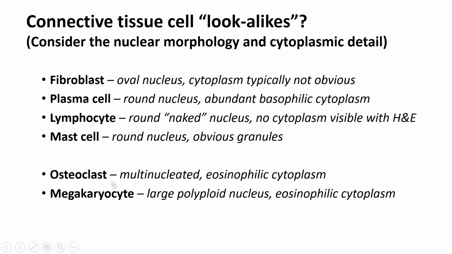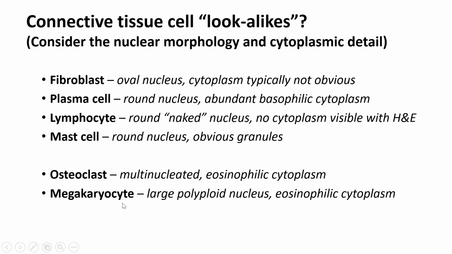Finally, I included these other two cells that could be seen together. If we're looking at a bone marrow, if we're looking at a section, a decalcified section, we may see these two large cells at the same time. First of all, we have the osteoclast, which we see in bone tissue, multinucleated with eosinophilic cytoplasm. So this is used to remove bone tissue.